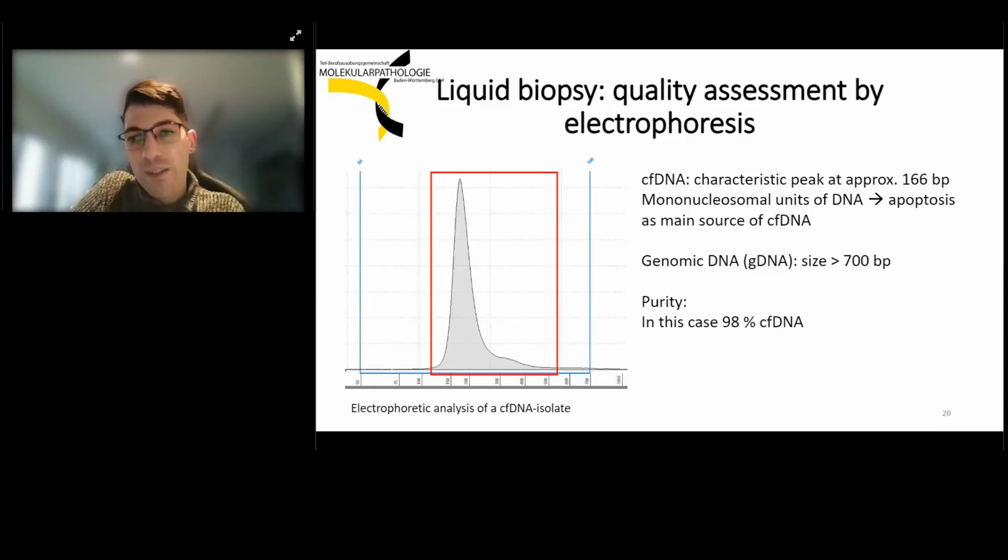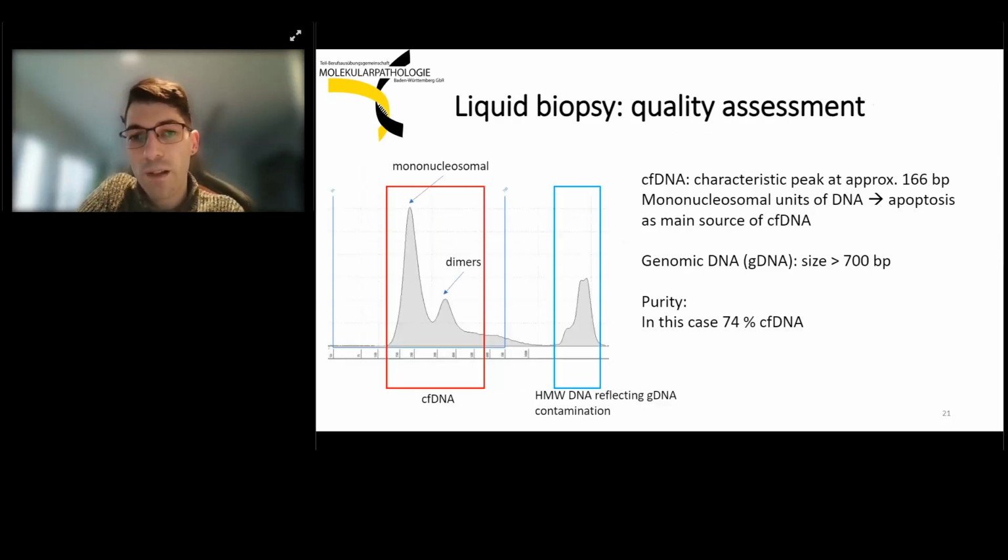In contrast, genomic DNA would show a peak around 700 base pairs and larger. In this isolate, the purity of cfDNA was estimated at 98%. So this is an example of a good sample.